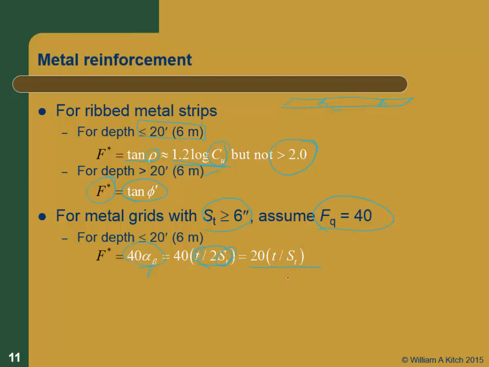We don't usually say diameter, because for the metal grids it turns out to be the diameter of the transverse elements, but for the geogrids it's really the thickness of the geogrids. We usually use T. So it's just 20 times T over the transverse spacing.